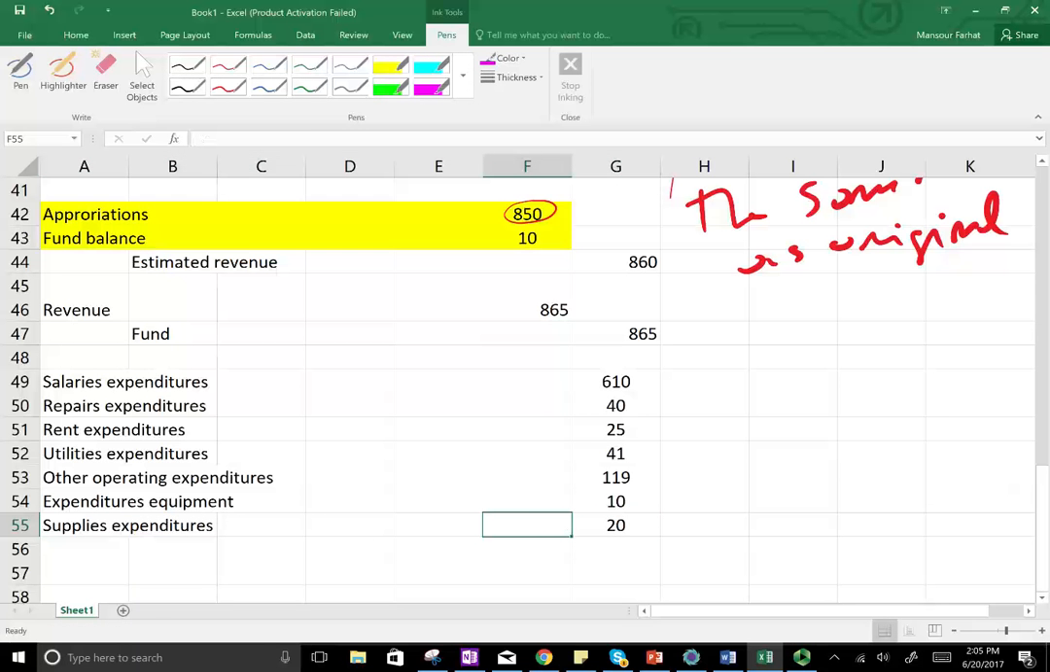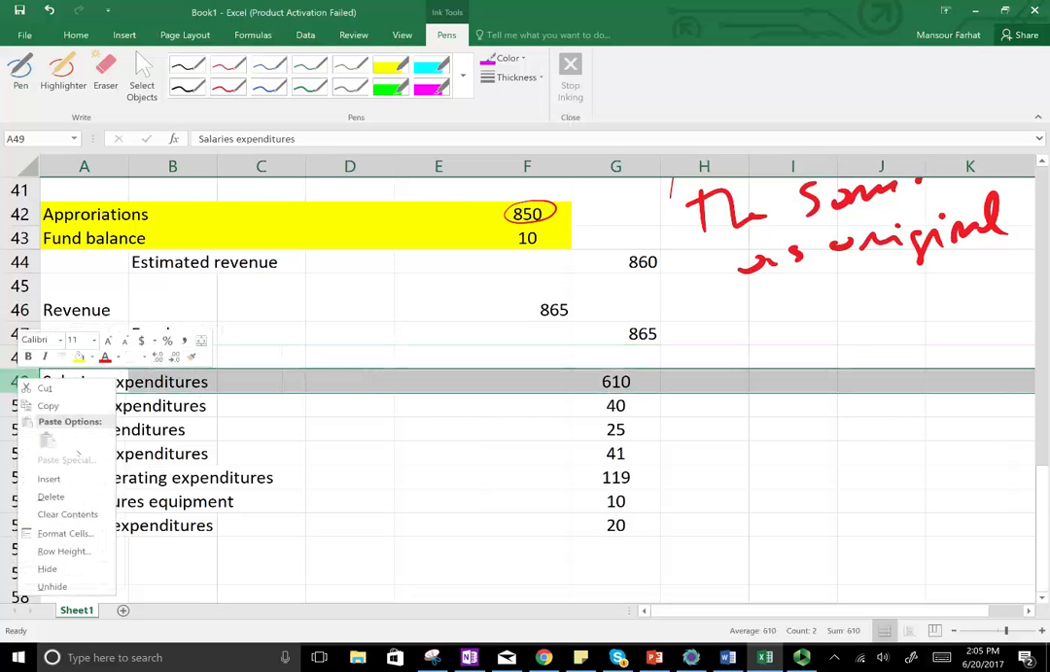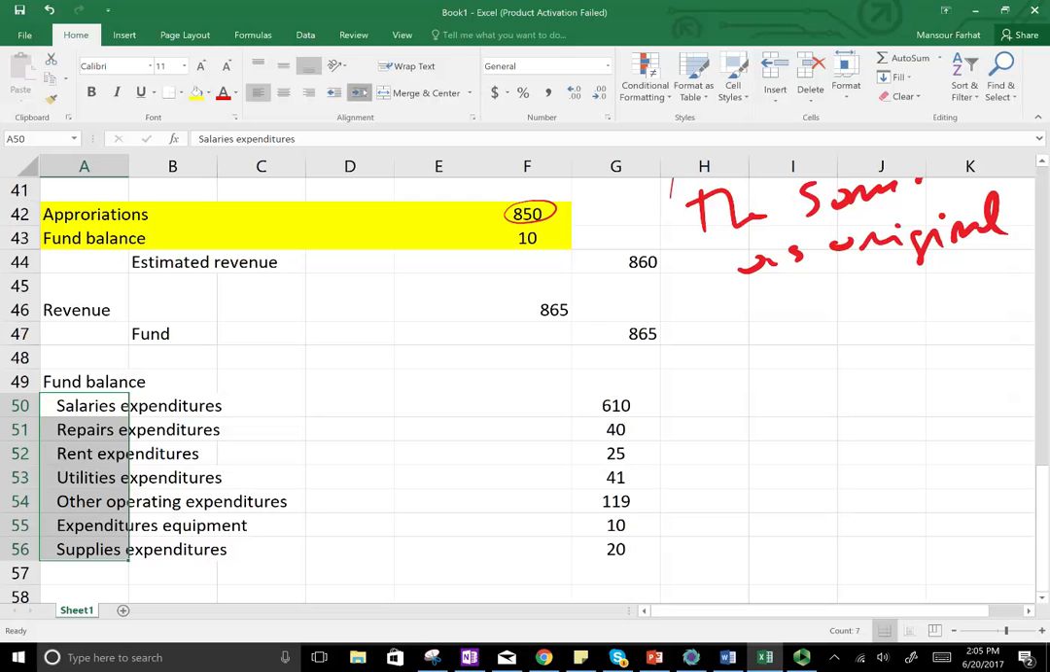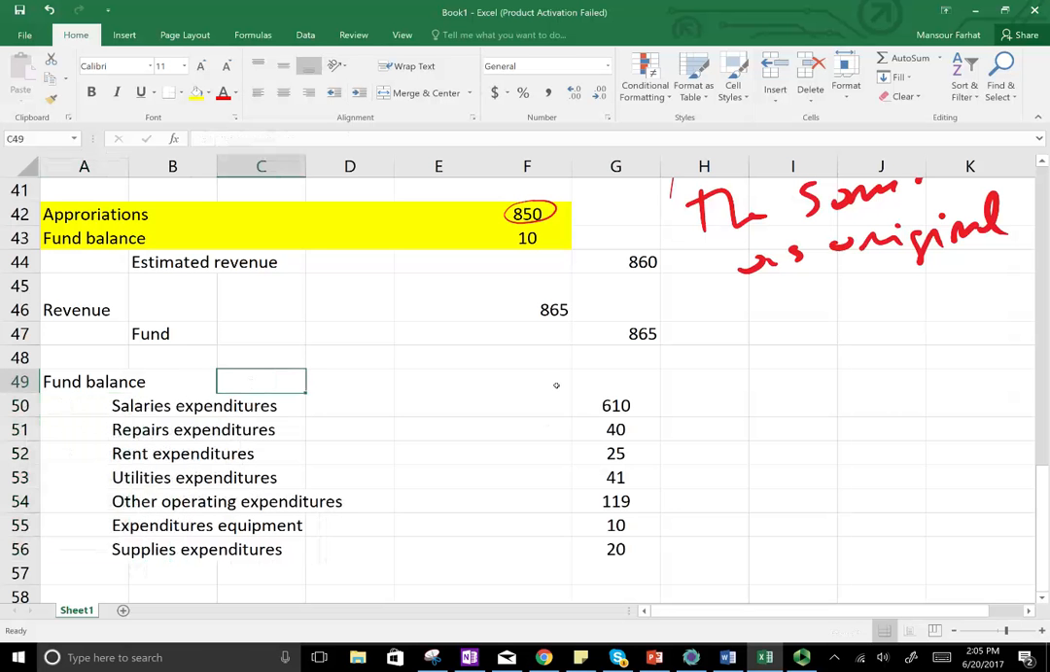So I credit all of those and I'm going to debit. Let me insert a line here, so this way I debit first. I'm going to debit fund balance for the total, but let me move those a little bit so we know we are crediting them, and I'm going to debit for the total, and the total is 865. Okay, notice I have revenues of 865.